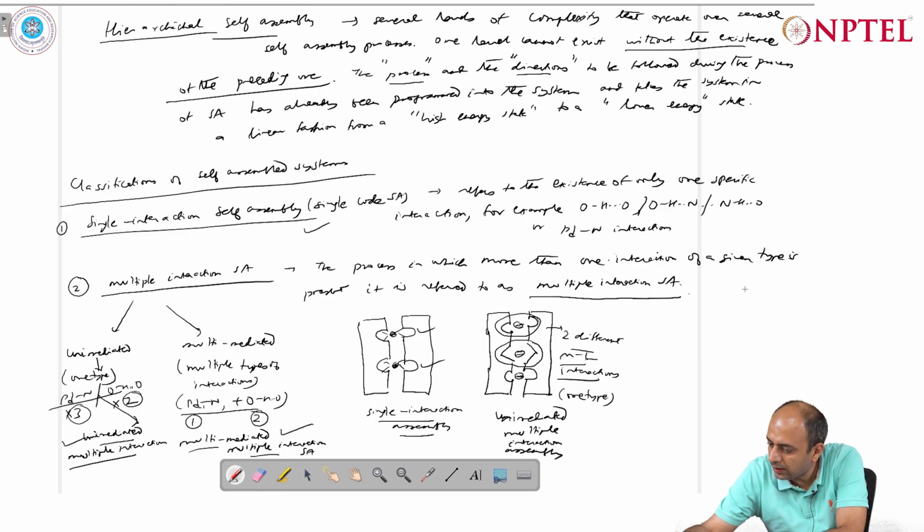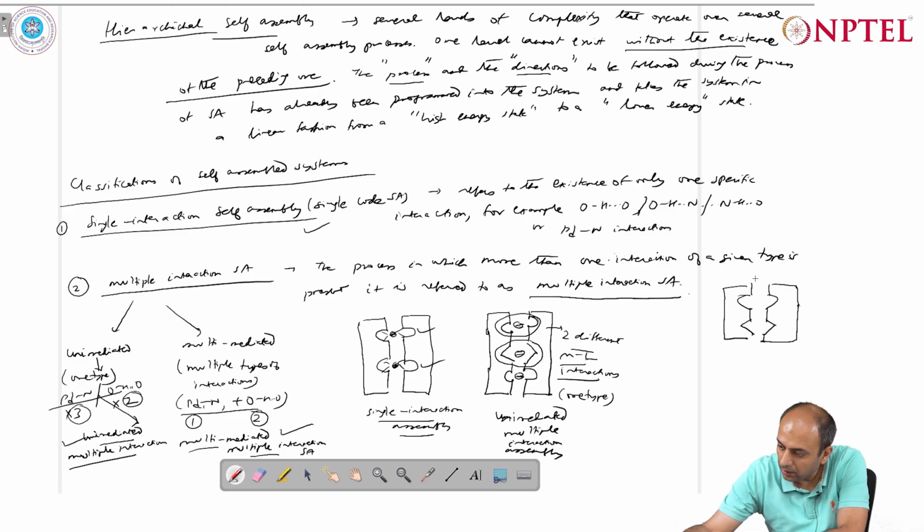Okay, and now in the third case, we can have a case where, say for example, here we can have OHO hydrogen bond, here we have metal, and here we again have metal. So, here we can see that now you have got two different types of interaction. So, we call this multimediated multiple interaction assembly.